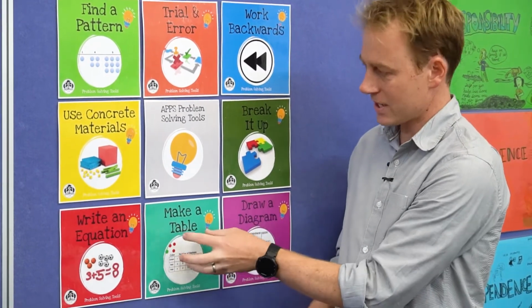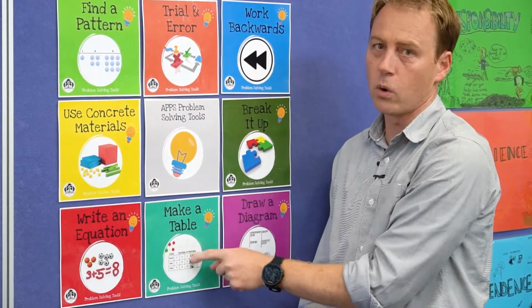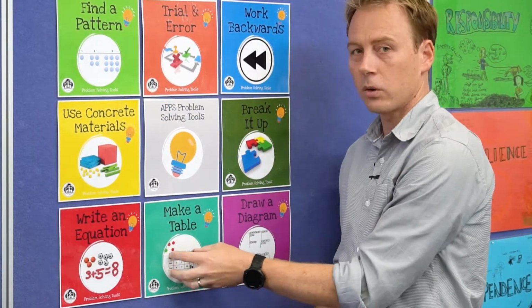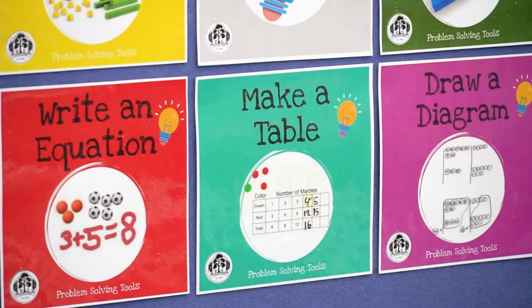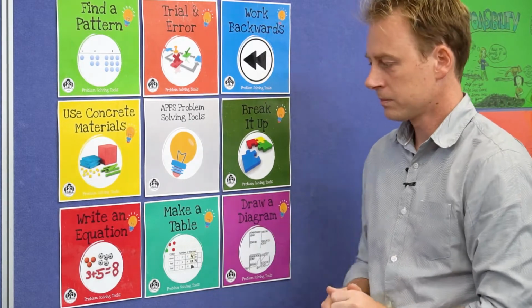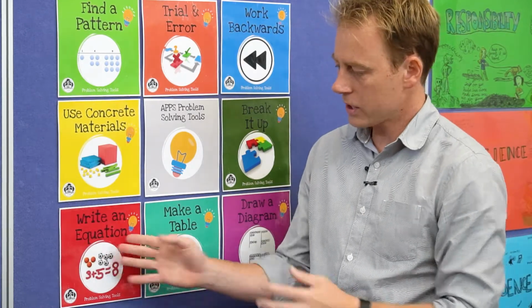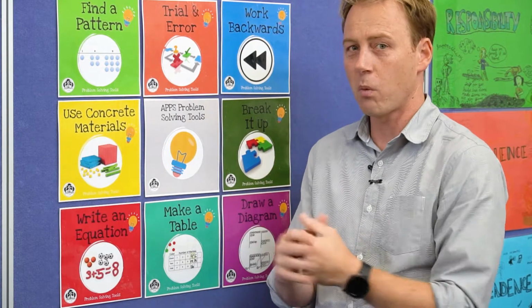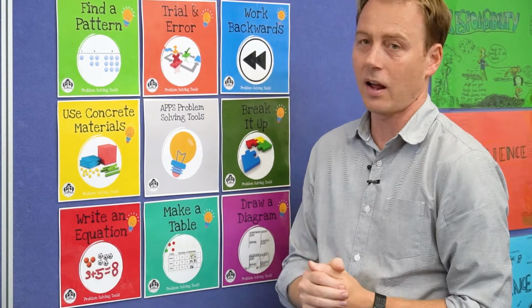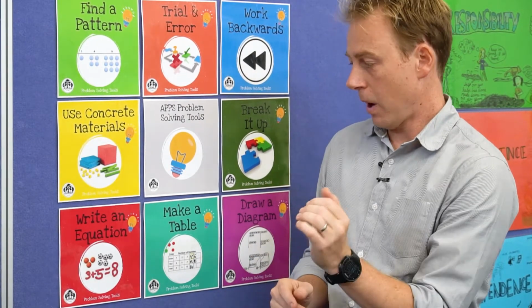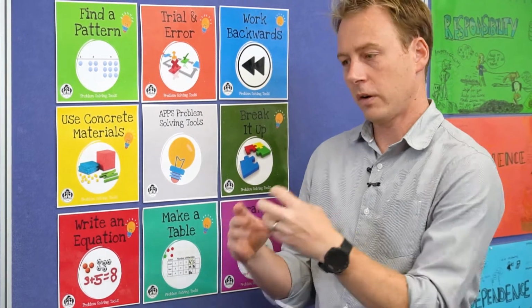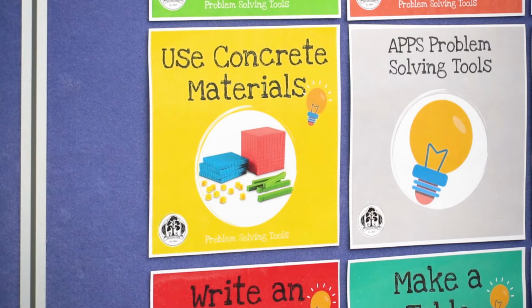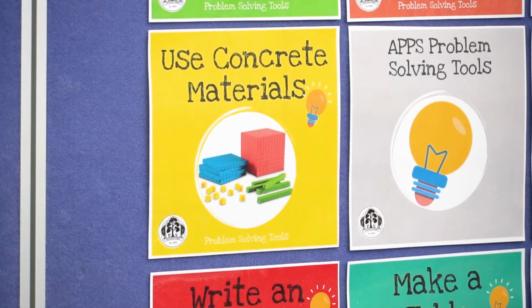Making a table is similar to finding a pattern. It's just a way of organising a pattern that we may have. And you'll see this more in older grades as students are organising their patterns a bit more. Writing an equation is as obvious as it sounds, where if students are a bit unsure about what the question's asking them, they can just break it down and come up with an equation that fits with what the question's asking them.